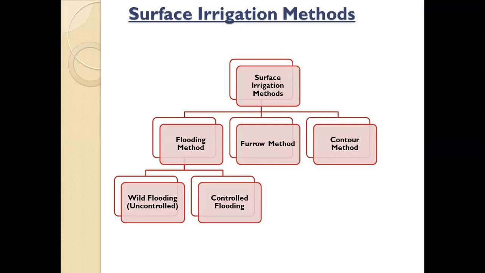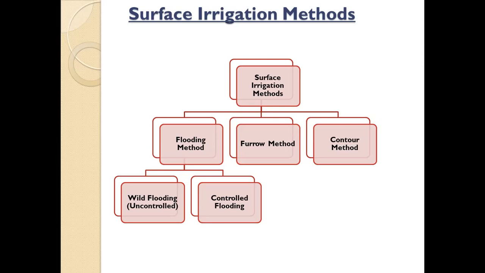So the surface irrigation method is divided into three parts. First one is the flooding method, second one is the furrow method, and the third one is the contour method. And the flooding method is also divided into two parts, the first one is wild flooding, also known as uncontrolled flooding, and the second one is controlled flooding. So in today's session, we will learn about all these types of surface irrigation methods, right?